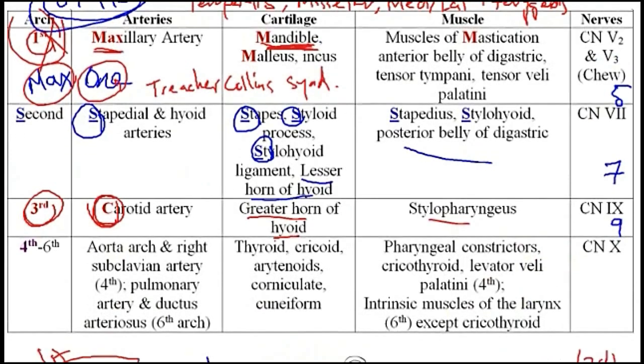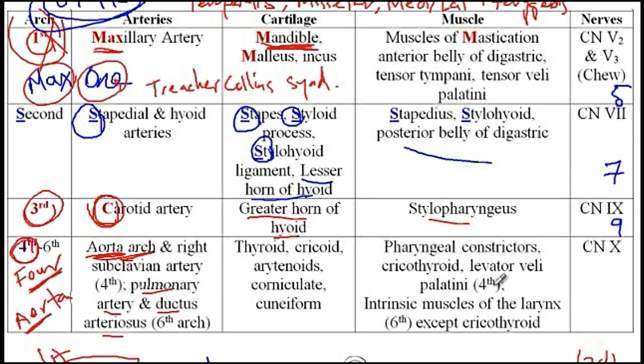And finally the fourth one. The way I memorize the fourth one is F-O-U-R and aorta. So O-U-R and A-O-R sound similar, so that's how I memorize that the fourth branchial arch gives rise to the aortic arch and right subclavian artery, while the sixth branchial arch gives rise to the pulmonary artery and ductus arteriosus.